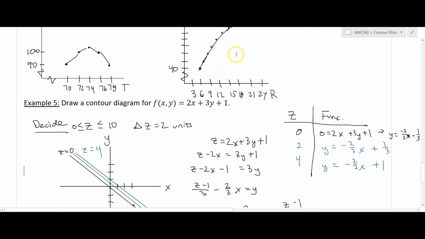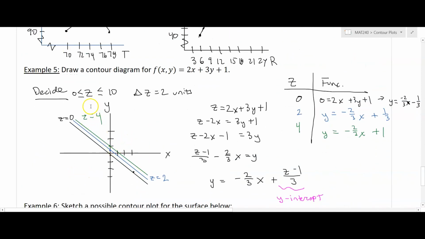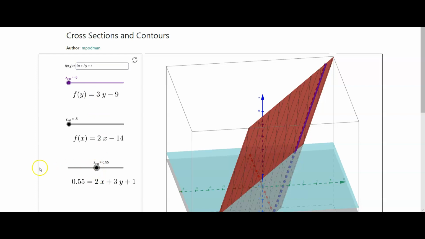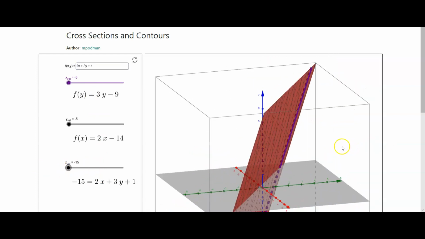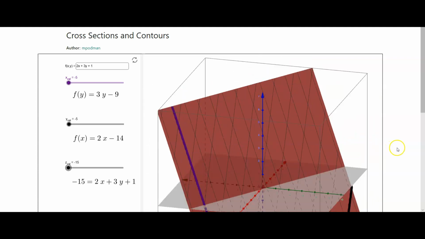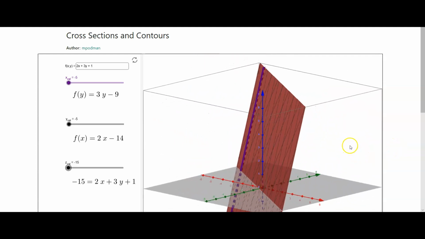If we continued going in this fashion, we would see the line would be the same, but the vertical intercept would continue to grow for z equals 6, z equals 8, and z equals 10. Now, if we go over to our applet and we wonder why these cross sections are linear, well, here's that plane. Here's that function. This is called a plane. We'll explore these in the next lesson. It's essentially the equivalent of a linear function in 3 dimensions. You can imagine this is a bunch of lines glued together to form a flat plane.